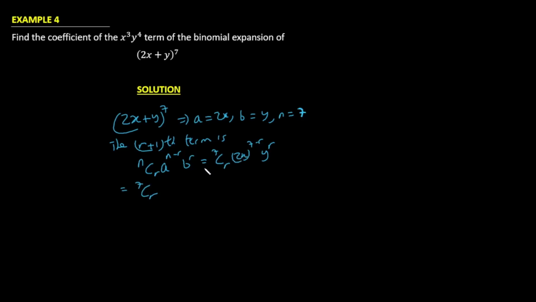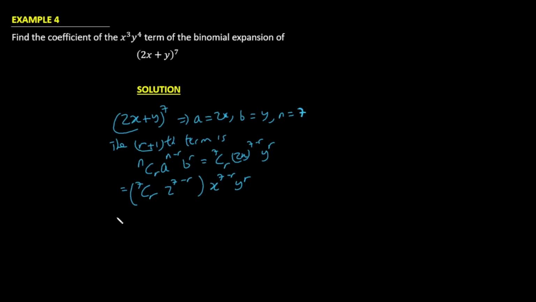Then we're going to have 7 combination r, 2x to the power of 7 minus r. So we can separate the two. We have 2 to the power of 7 minus r. Then the whole of this will be a number. Then we have x to the power of 7 minus r, then y to the power of r. So we need to get r so that we're able to know the coefficient. This part will be the coefficient and this will be the term. So in order to get r, so that the x and y will look like x to the power of 3 and y to the power of 4.